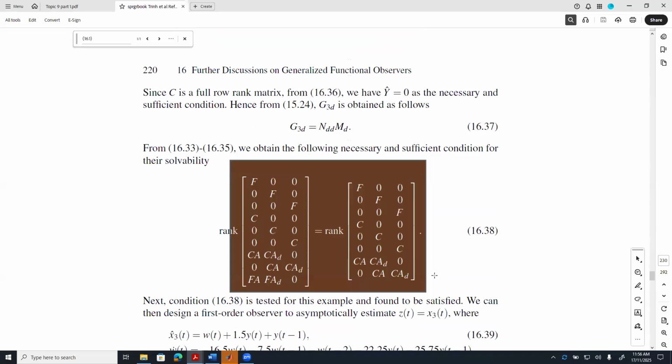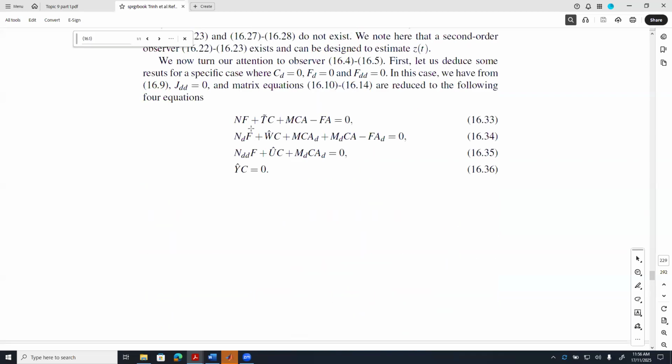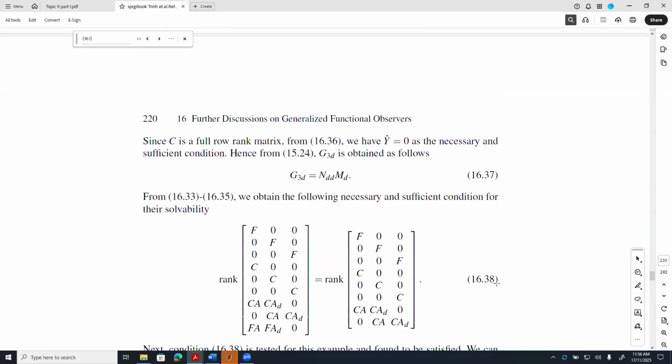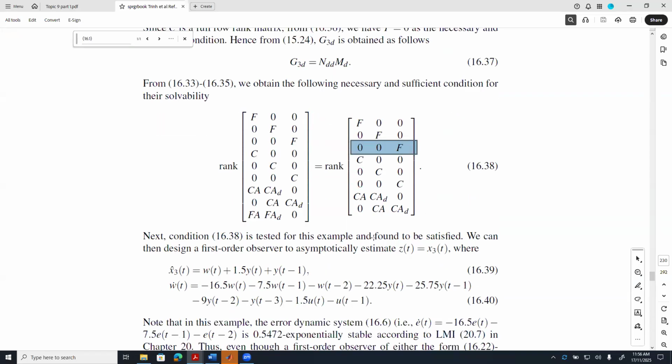existing condition. This is the if and only if condition for the solvability of these 4 coupled matrix equations. And so we got an extra row block in here compared to reference 24. That's basically that. But the good thing is when we apply this condition and check it, it is found to be satisfied. So what does it mean?